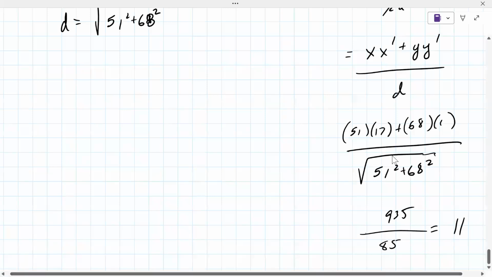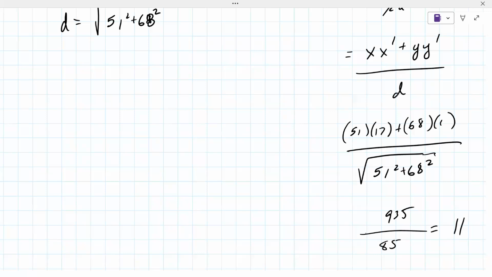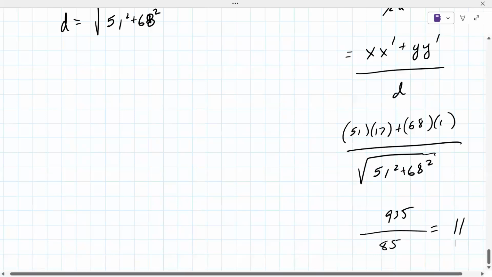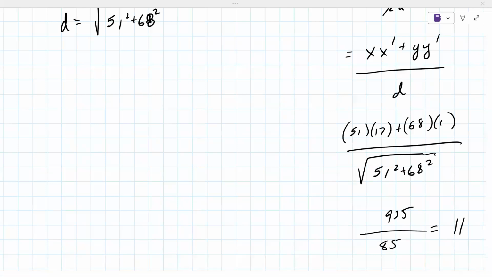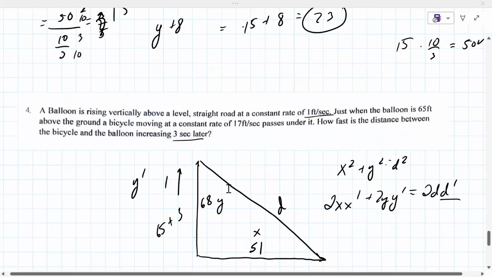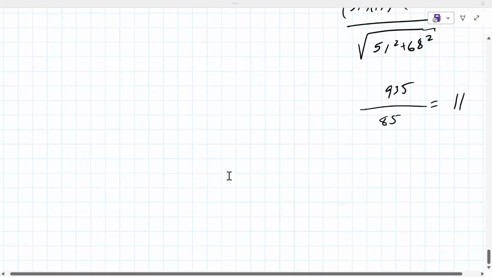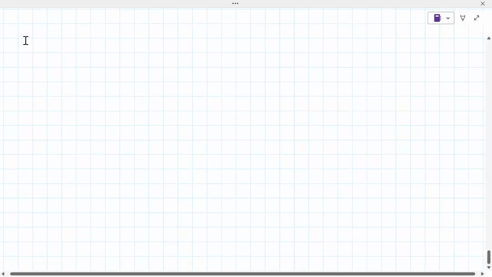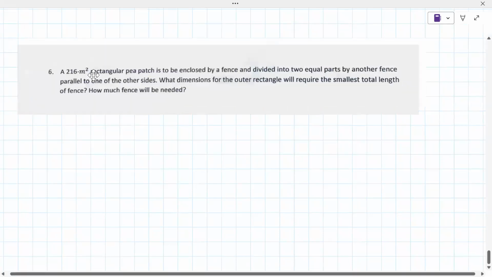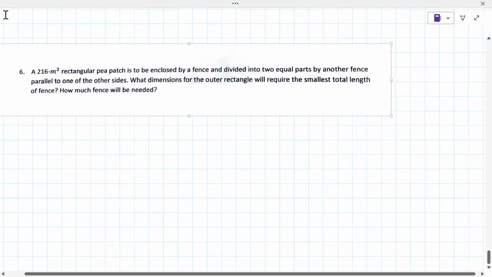All right, number 6. Units here also. So let's see here. Distance is feet per second, so units are pretty important. 11 feet per second. All right.